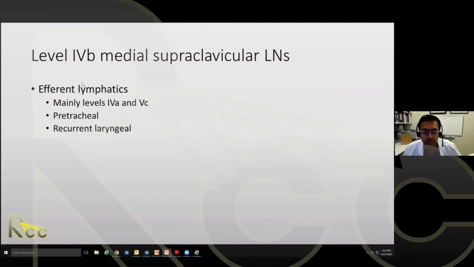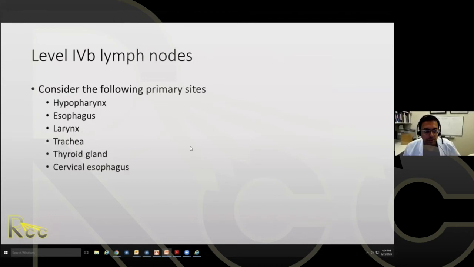Those receive efferent lymphatics, again, which makes sense, from levels 4A, and then also from the lateral supraclavicular nodes, 5C. There are also pretracheal and recurrent laryngeal lymphatics to those regions. Again, lower down in the head and neck, the primary sites that drain to level 4B are hypopharynx, esophagus, larynx, trachea, thyroid gland, and cervical esophagus.